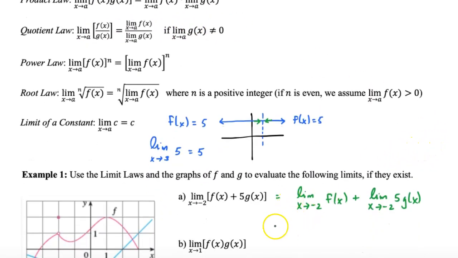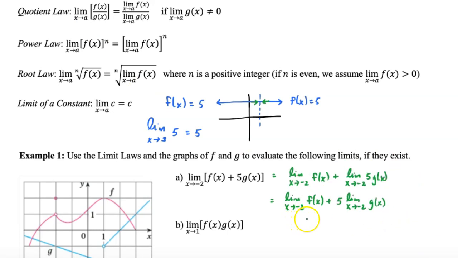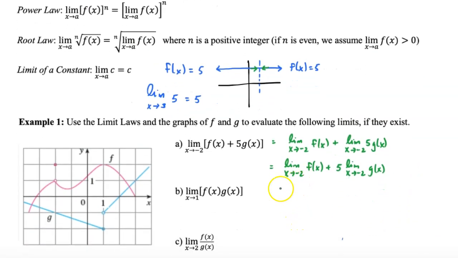And so I can say that this is equal to the limit as x approaches -2 of f of x, plus I can pull this 5 out to the front, plus 5 times the limit as x approaches -2 of g of x. So now that I've got this broken up a little bit better, and let me give myself a little bit more room here, I'm just finding the limit as x approaches -2 of f of x and the limit as x approaches -2 of g of x.